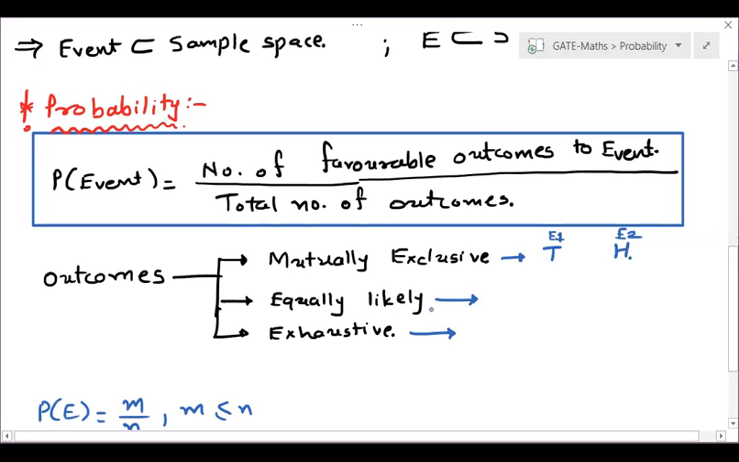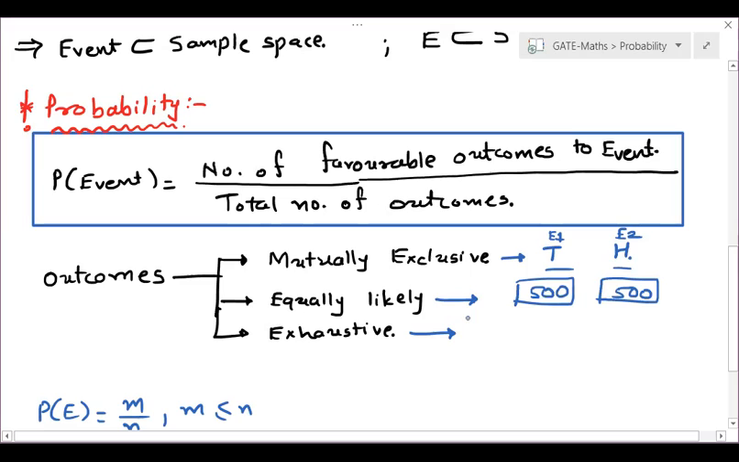Next, equally likely. Equally likely means, suppose here I have two outcomes, both outcomes should have the same chances. Suppose I'm tossing this coin 100 times, 1000 times, 1 lakh times. If I'm tossing a coin 100 times, then 50 times it should come tails and 50 times head. This is the meaning of equally likely. If I'm tossing 1000 times, then it should come 500 times heads and 500 times tails.